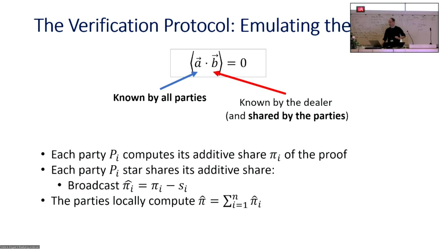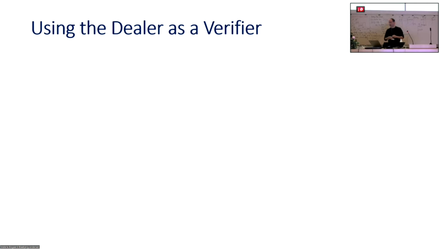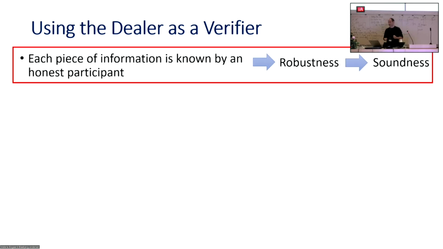So to summarize what we did, and how the fact that we use the dealer helps us in this process. As we saw, because each piece of information is known by an honest participant, meaning an honest party or the dealer, this is what gives us the robustness that we need, and this leads to the soundness of the proof, meaning that no one can cheat.